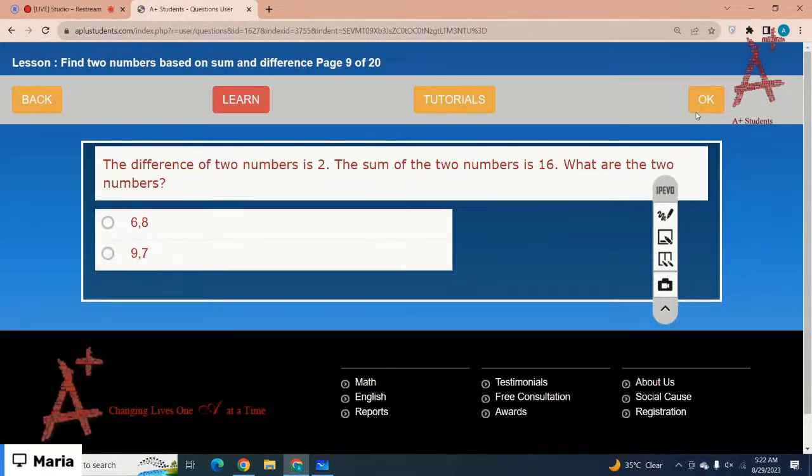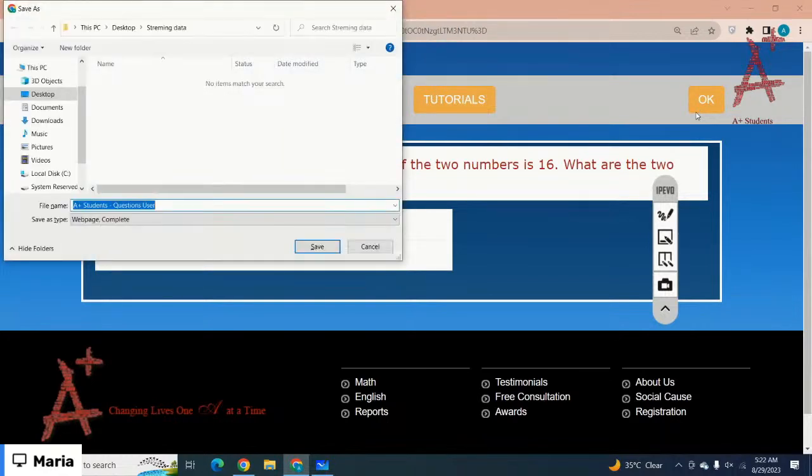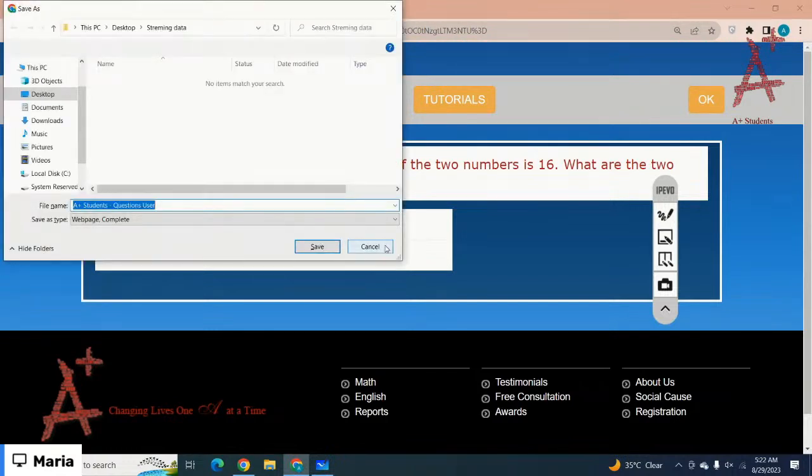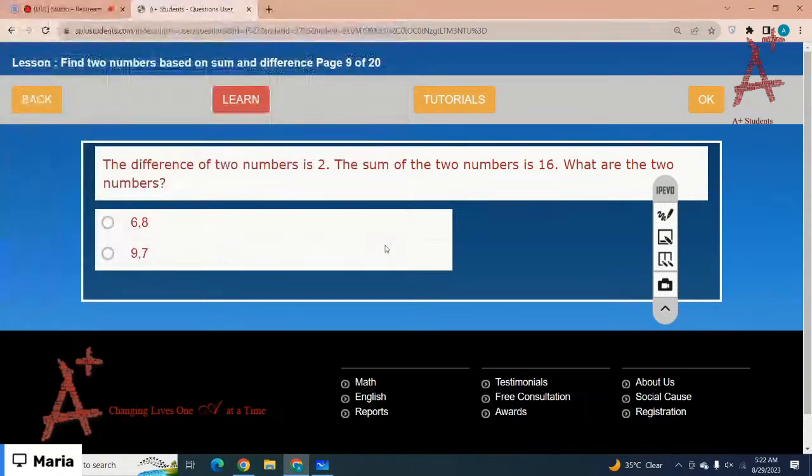The difference of two numbers is 2. The sum of two numbers is 16. What are the two numbers? So which is the correct option? Which two numbers have the sum 16 and difference 2? The correct option is 9 and 7, right? 9 plus 7 makes 16 and 9 minus 7 equals 2. The second option is the correct one.